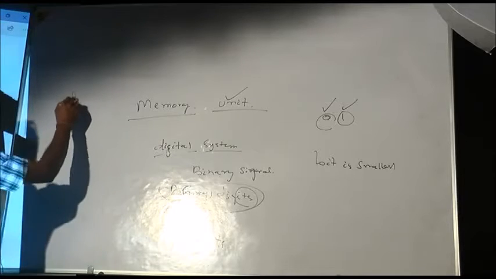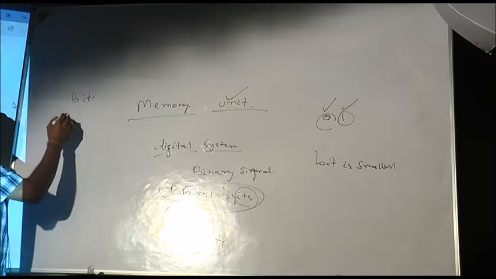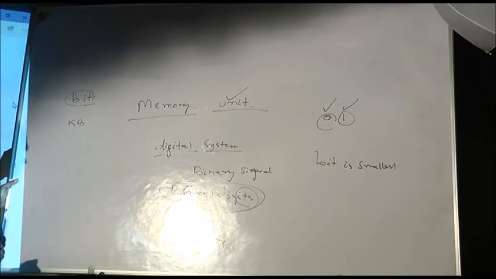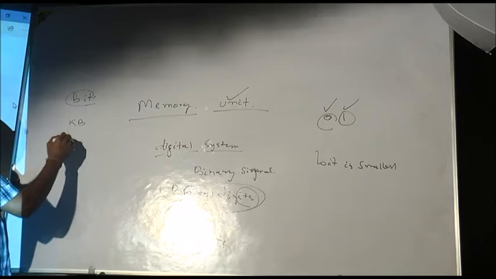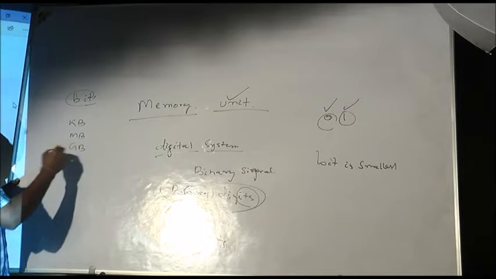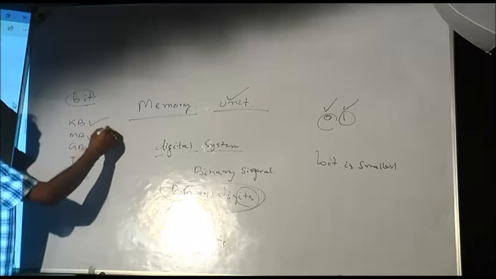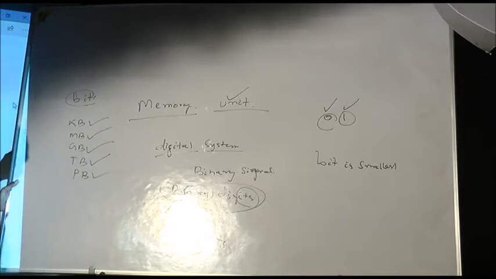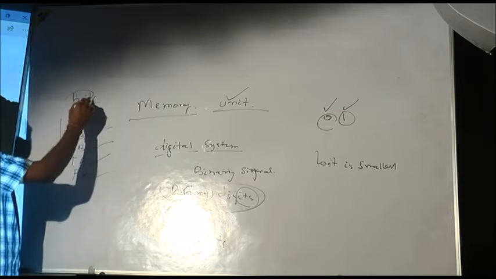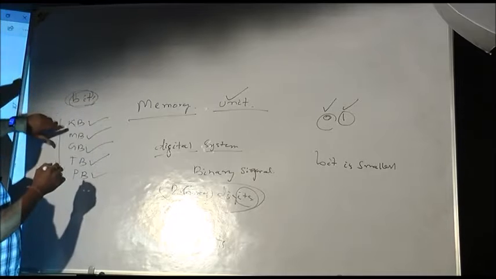Then after bit, we say 1 bit, 2 bit, yes or no. Then after that is KB, kilobyte, then MB, megabyte, then GB, then TB, and after that PB. That is kilobyte, megabyte, gigabyte, terabyte, petabyte. These are the higher order of the memory units, and bit is the smallest unit of the memory.